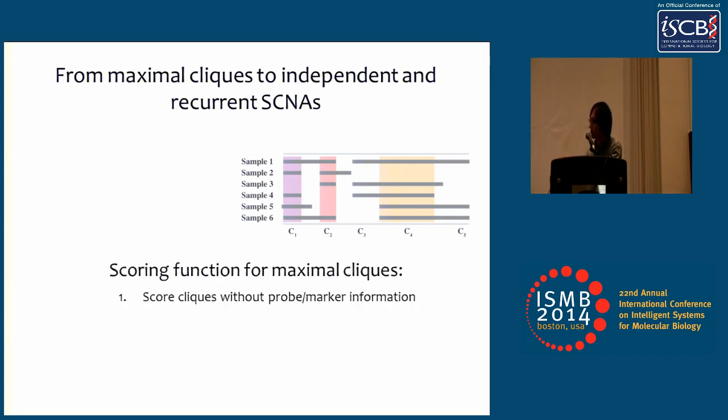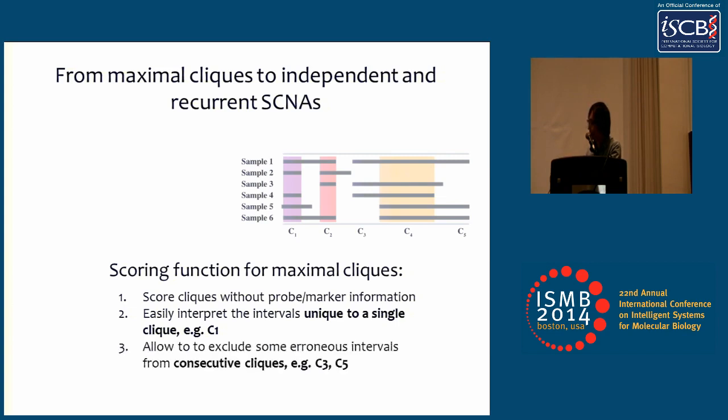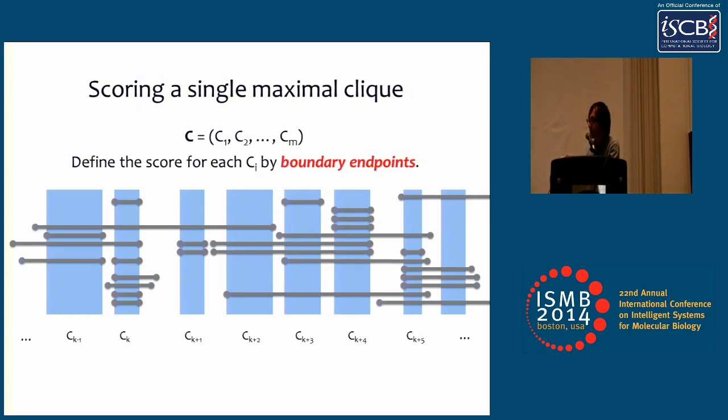So we would like a scoring function that, first, of course, doesn't need the probe information. Second, we want a scoring function that can account for intervals unique to a single clique, like C1 here, which is quite unique. There are several unique intervals inside it. And third, we would like to exclude erroneous intervals, just like I mentioned before. Okay, so without the probe and marker, how do we score the maximal cliques? We use the idea called boundary endpoints, which are the gray dots here. We use boundary endpoints because they are defined by the segmentation algorithm, which tells you there's a significant change before or after the boundary endpoint. And you can imagine that if a region or a maximal clique is surrounded by several boundary endpoints, that tells you there's a significant change in there.